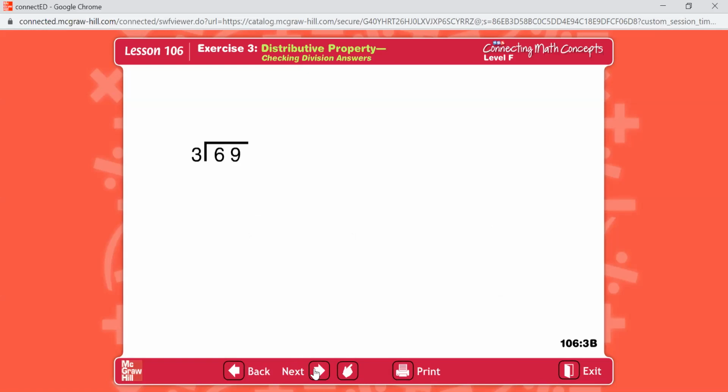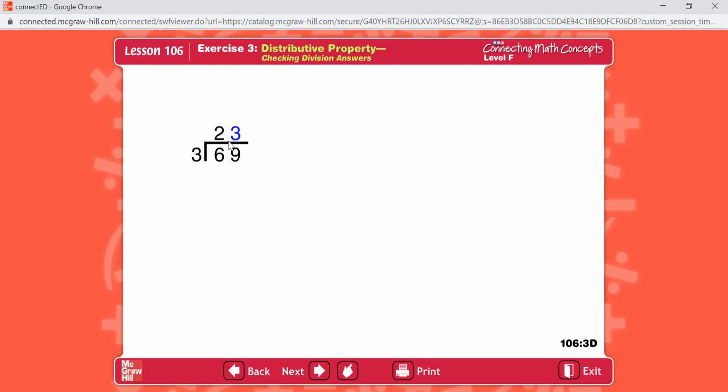This problem reads 69 divided by 3. The division problem for the tens digit is 6 divided by 3. The answer of 6 divided by 3 equals 2. The division problem for the ones digit is 9 divided by 3. 9 divided by 3 equals 3. The whole problem reads 69 divided by 3 equals 23.